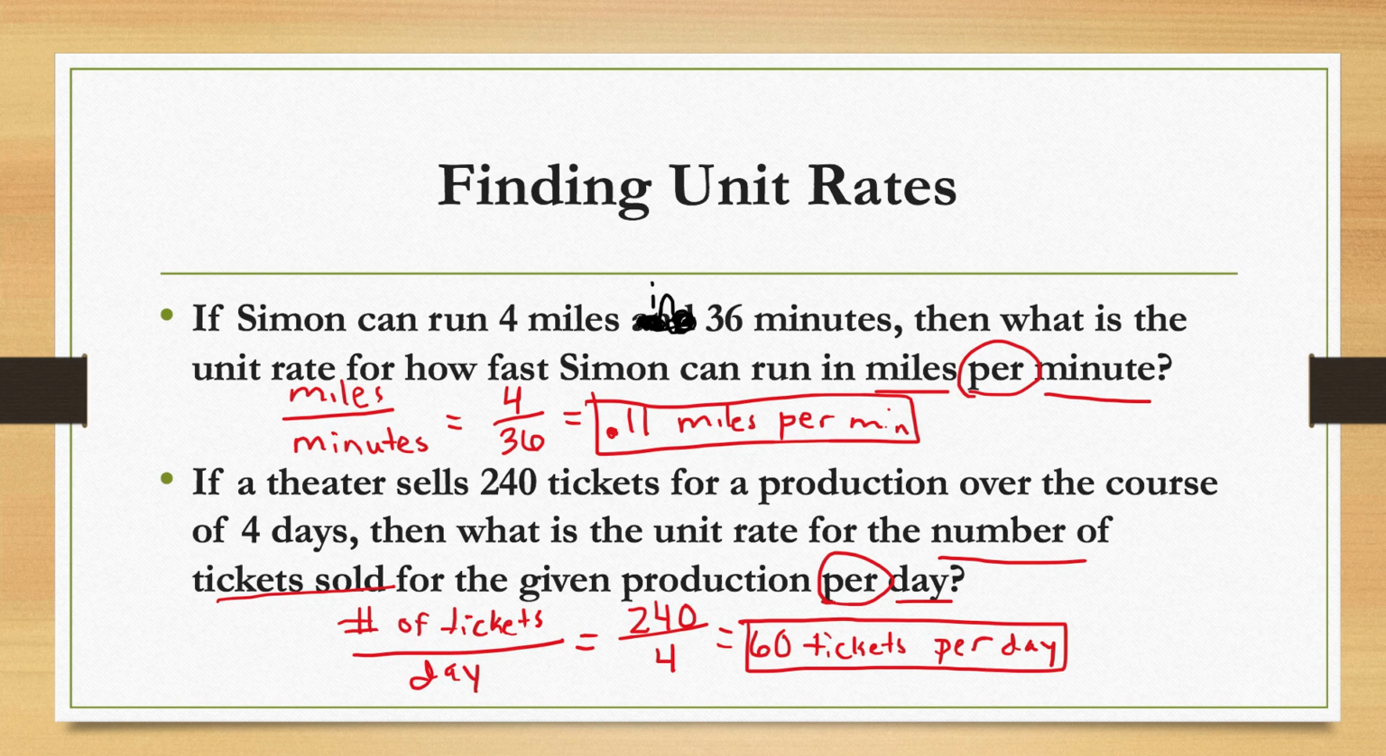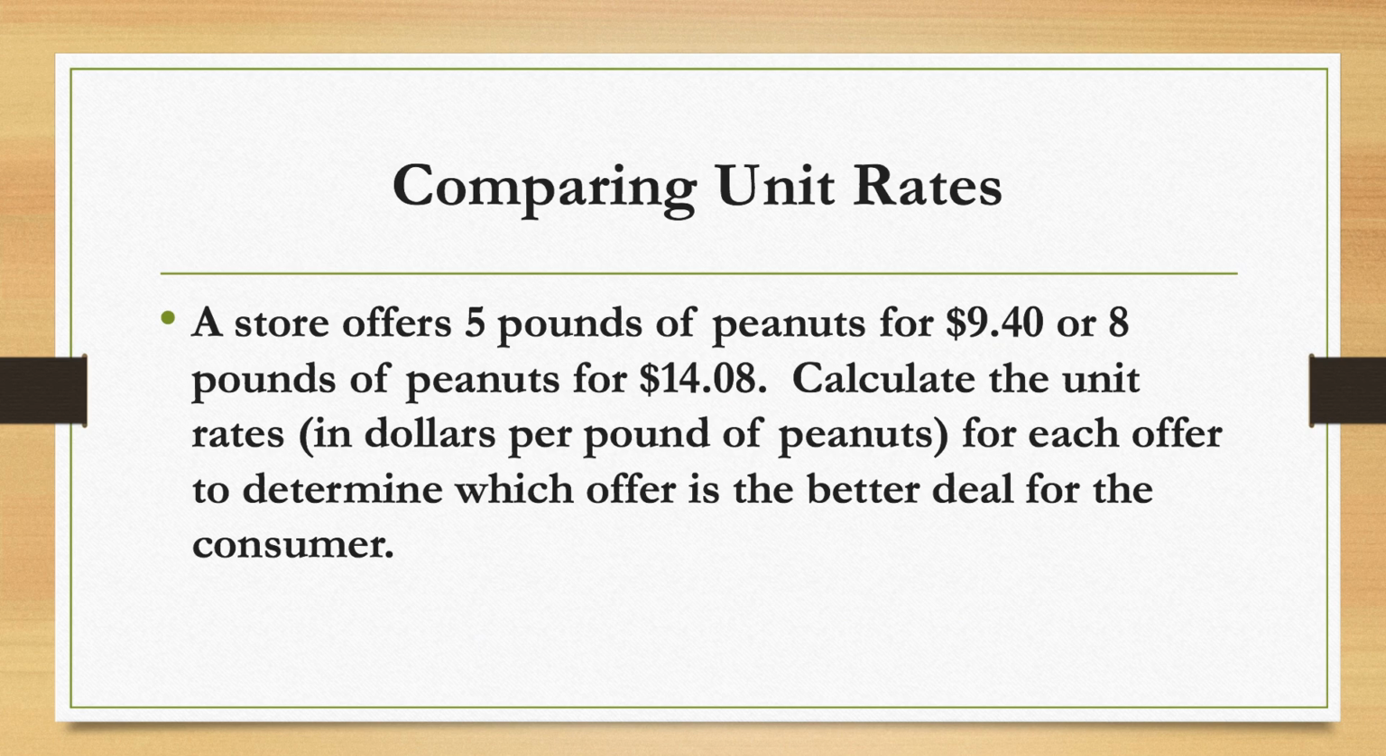Now, once we get fairly skilled at finding a unit rate, the main reason that we would want to be able to have a unit rate is so that we can draw some comparisons. So let's look at an example where we are comparing unit rates. So a store offers 5 pounds of peanuts for $9.40, or 8 pounds of peanuts for $14.08. Calculate the unit rate in dollars per pound of peanuts.